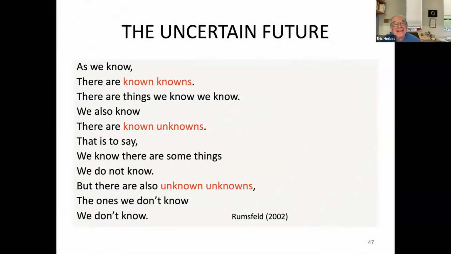All right, one final slide here, which some of you may have seen. I like this idea. It's called the uncertain future, because the future really is uncertain. This was done by an American politician. But anyway, here it goes. As we know, there are known knowns. There are things we know we know. We also know there are known unknowns. That is to say, we know there are some things we do not know. But there are also unknown unknowns, the ones we don't know we don't know. So life can be more and more complicated.